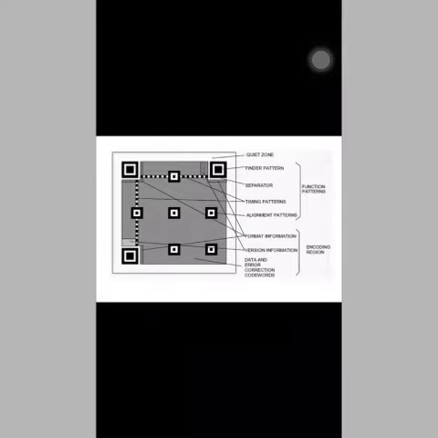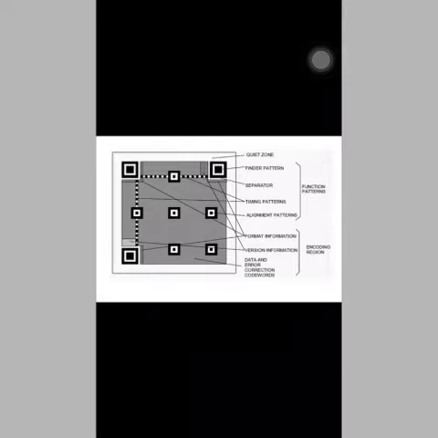Version 2 has 25 rows and 25 columns. The version number ranges between 1 and 40. The higher the version number, the higher the number of rows and columns. Thus, the storage capacity is higher.